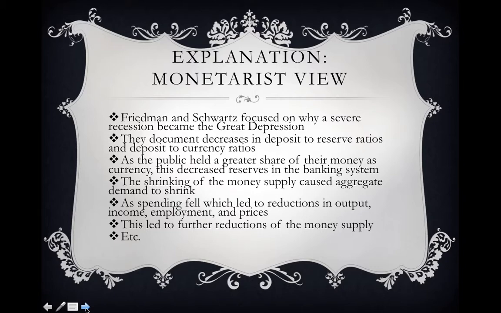So they concentrate on why a recession, a very severe recession, i.e. a recession that was on the lines of what occurred in 1920 and 21, evolved into a Great Depression. All right. So what they do is they take a look at what happens in the banking system, and they see a decrease in deposits to reserves, and they see a decrease in deposits to currency ratios.